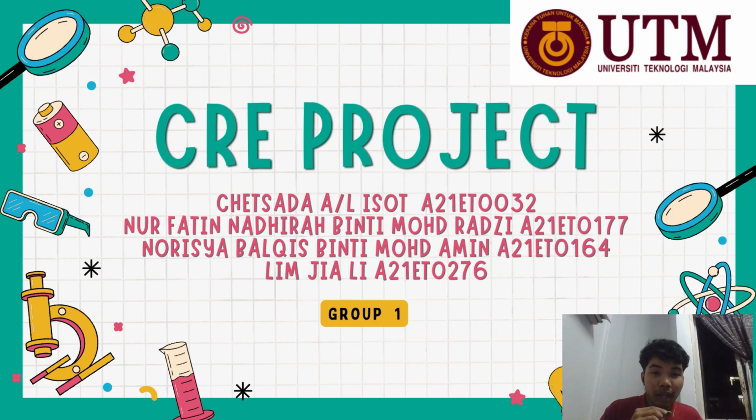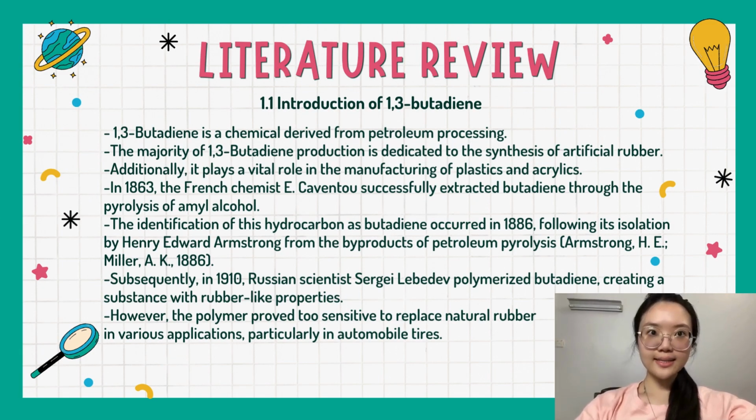We are from Group 1 and we are going to present about 1,3-butadiene. 1,3-butadiene is a chemical derived from petroleum processing. The majority of 1,3-butadiene production is dedicated to the synthesis of artificial rubber.